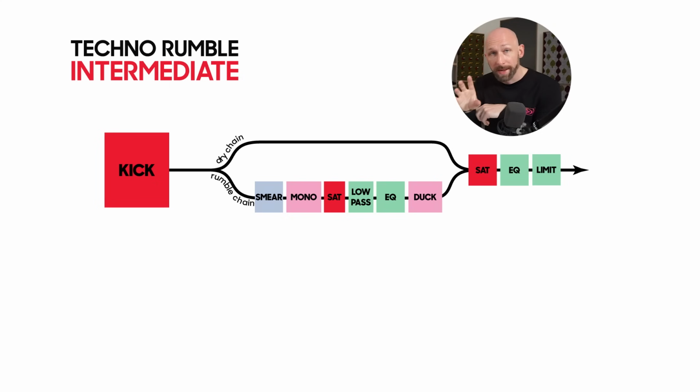So here we are, we're back at the same diagram, still just two chains, a dry chain and a rumble chain. But we're adding in a few extra elements that give us a bit more control over shaping the tonality of the sound, specifically some saturation, some equalization, and some limiting. You can see them on this diagram.